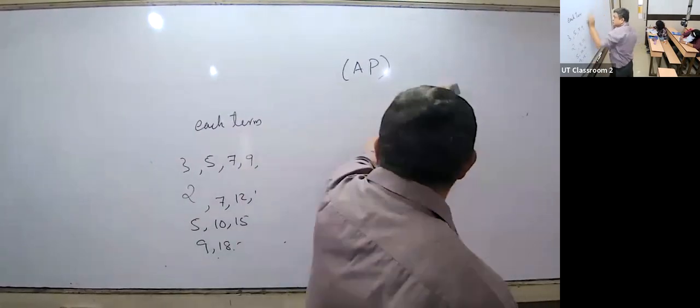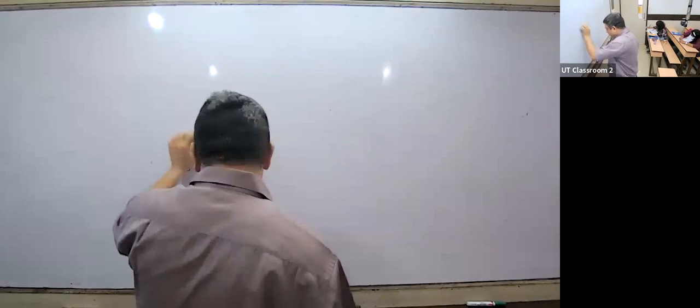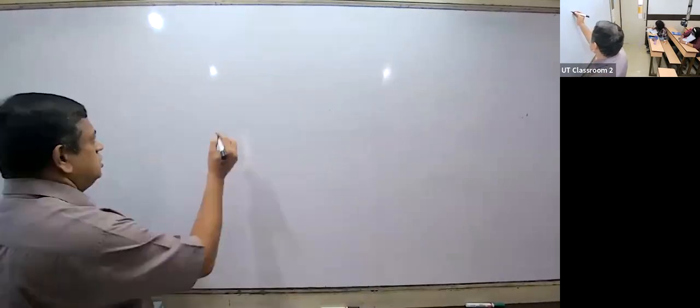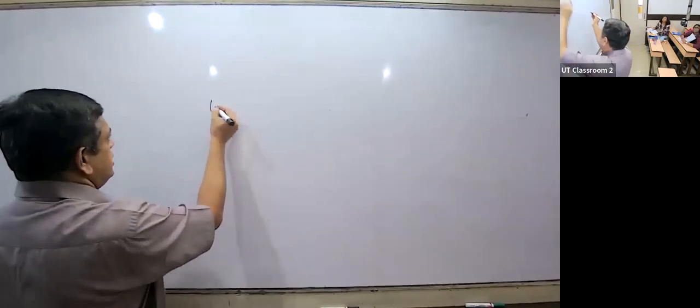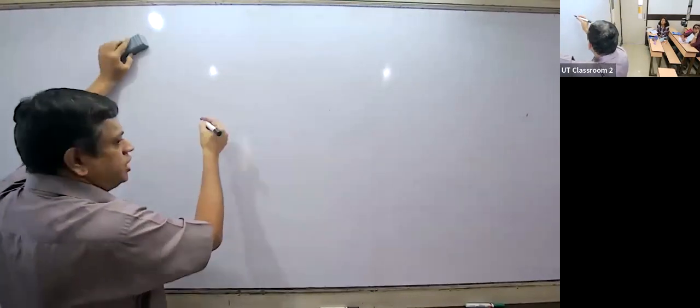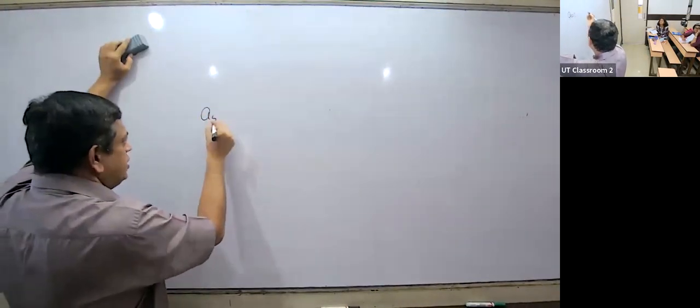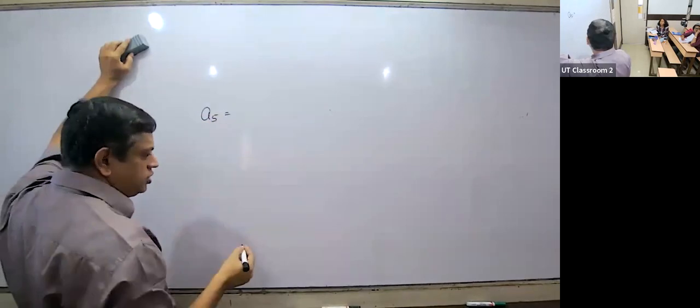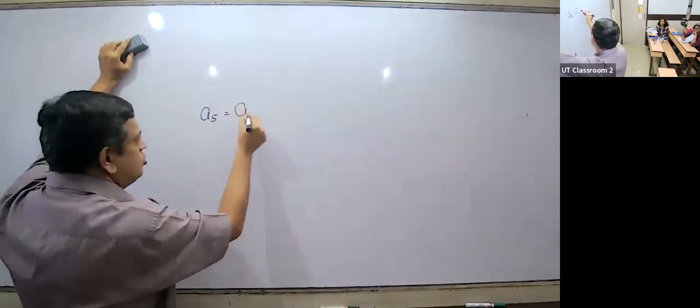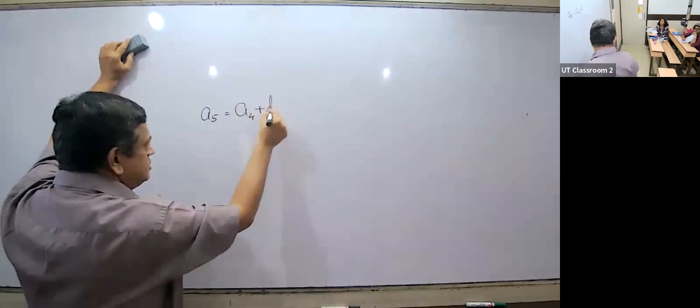Written? Yes, sir. If it is T1, T2, T3, or A1, A2, A3, A5 can be written as, according to this definition, what is it? A4 plus D. Yes or no? Yes, sir.